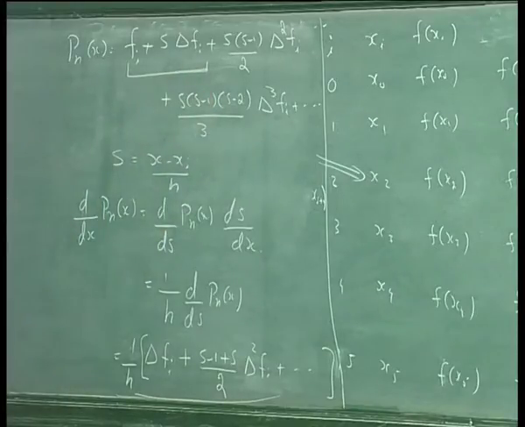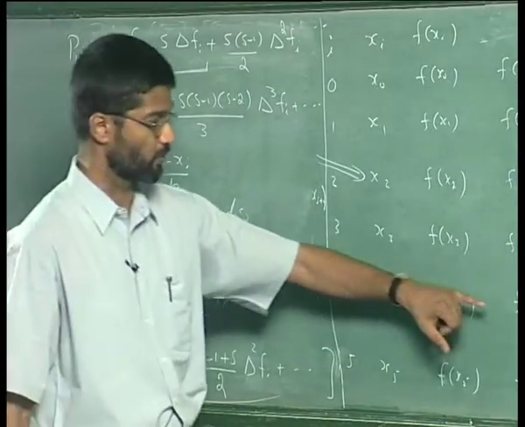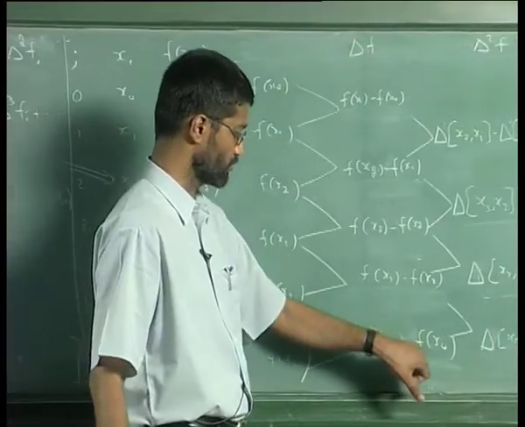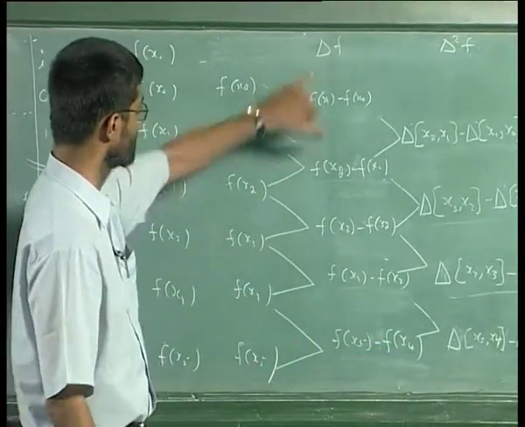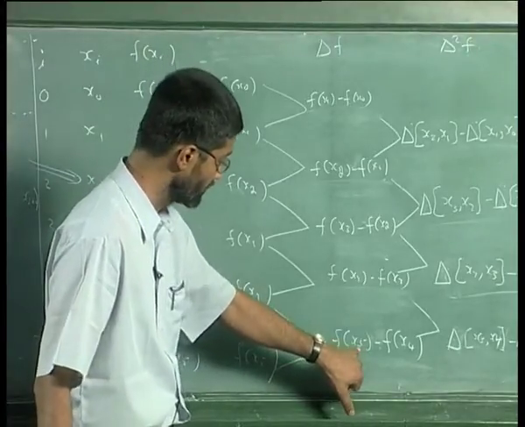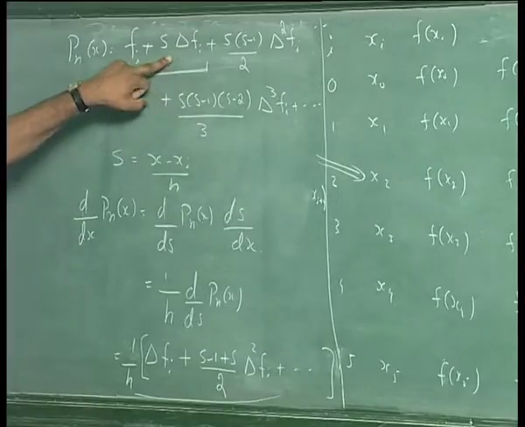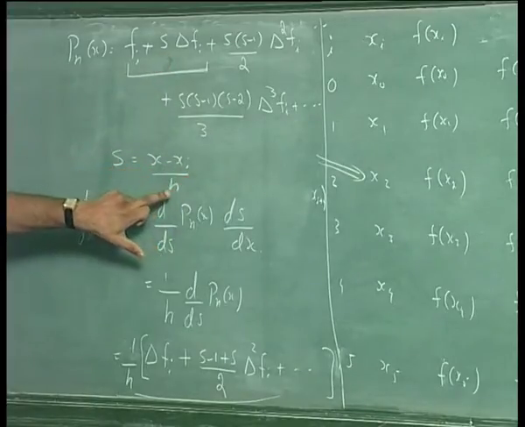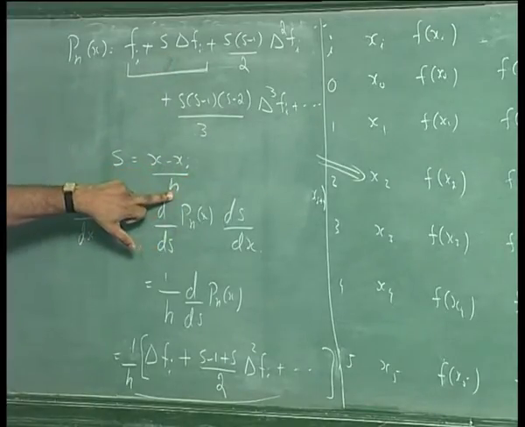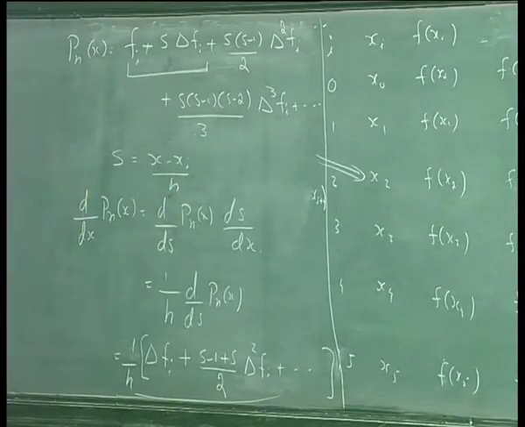Okay. And I am entering at 4. So when I enter at 4, I will have f of x4 and f of x5 minus f of x4 as the delta f4. Delta f4 would be f of x5 minus f of x4. And s would be x minus x4 divided by h. In this case, h is 0.6. Okay, that is what we will have.